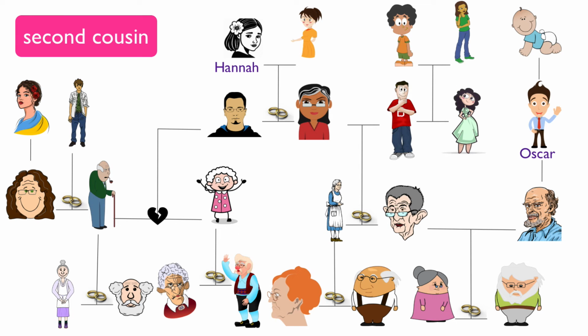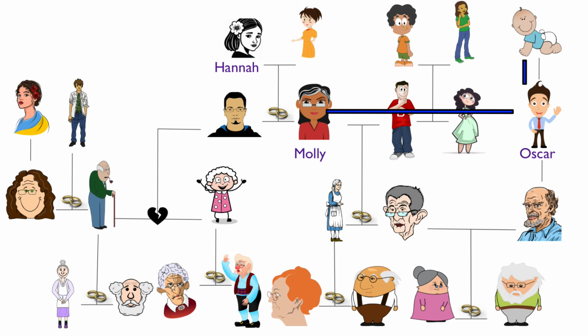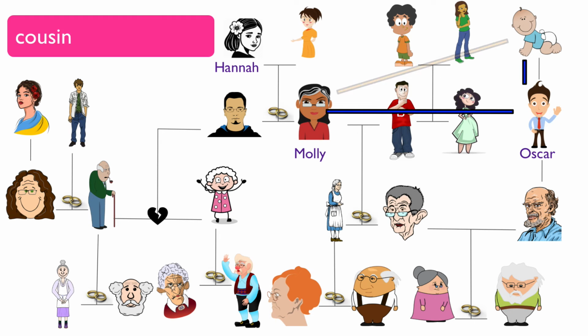One final important family member is the cousins of my parents. These would be my second cousins. For example, I am Hannah, my mum is Molly. Molly's cousin is Oscar. My parents' cousin would then be my second cousin. So Oscar is my second cousin. And the child of the cousin would then be a cousin once removed.